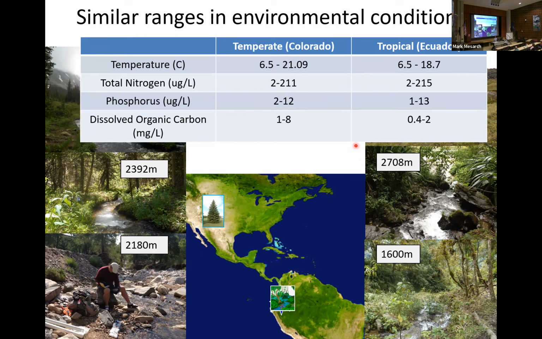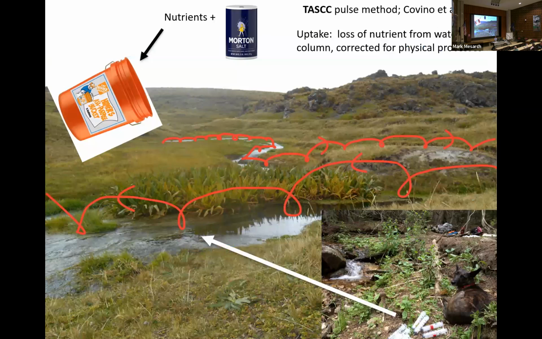Similarly, they have similar ranges in nutrient concentrations, and generally they're all quite low in nutrients, particularly in comparison with Nebraska streams. So to be able to test if temperature is important for nutrient uptake, we need to be able to measure nutrient spiraling. And fortunately, this is much easier to do in streams than in lentic systems like wetlands and lakes.